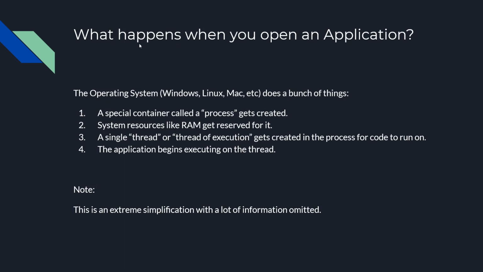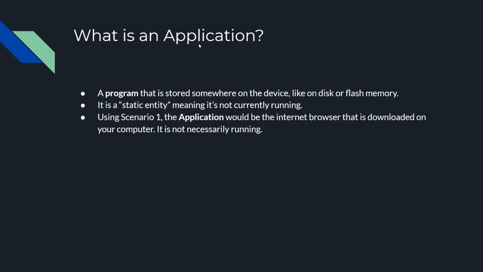I mentioned in the last slide what happens when you open an application. I just want to specify what an application is. An application is a program stored somewhere on your computer or device, whether it's on a hard disk or some flash memory like a USB. By definition, an application is a static entity, meaning it's not running. It's just the downloaded files.